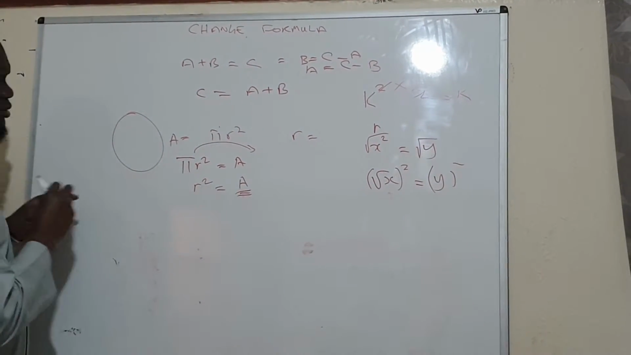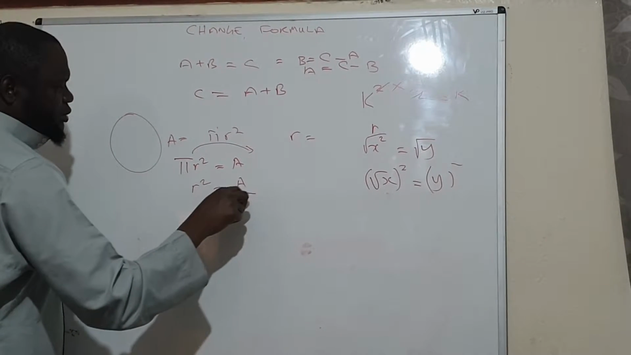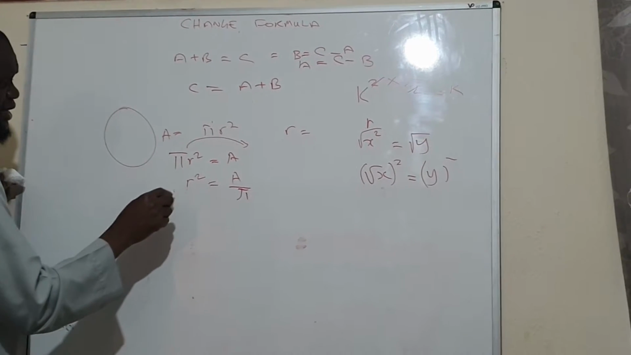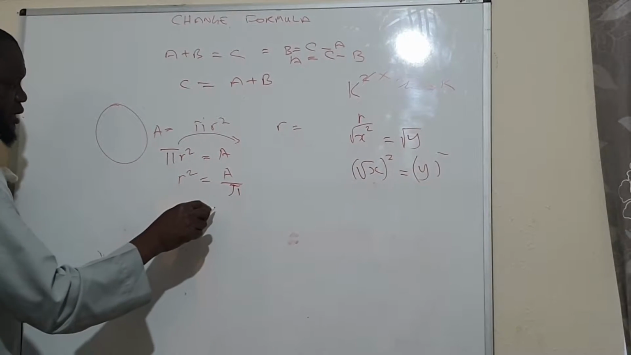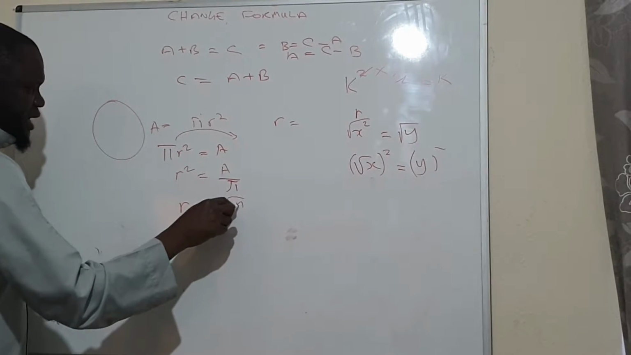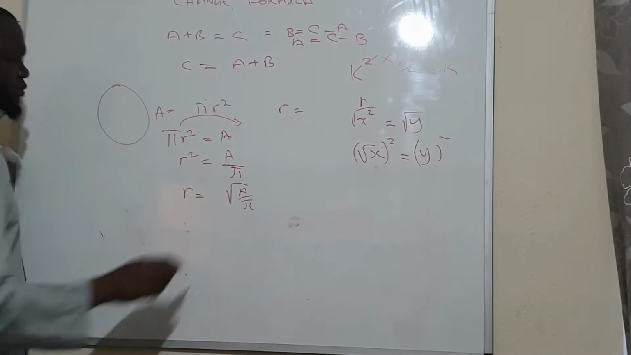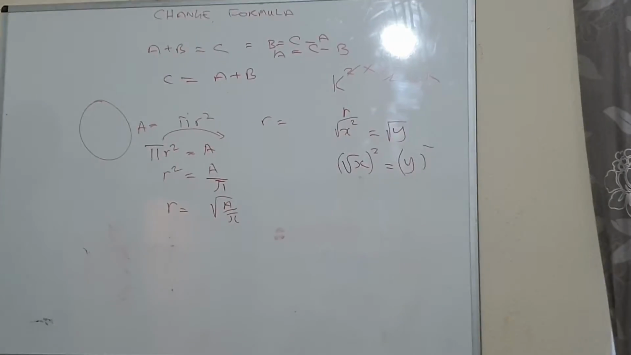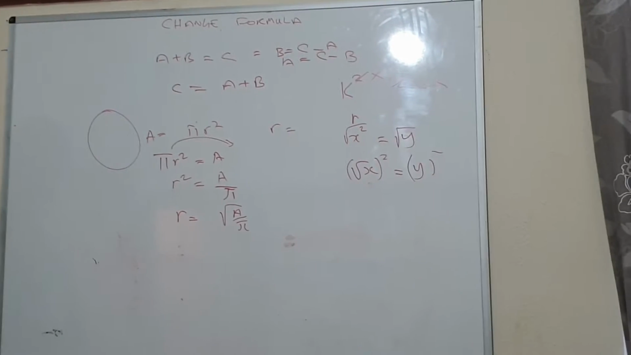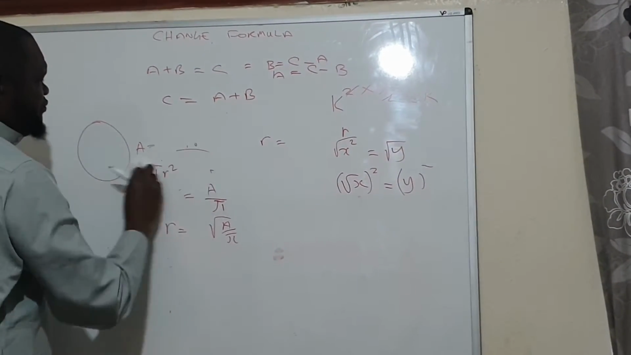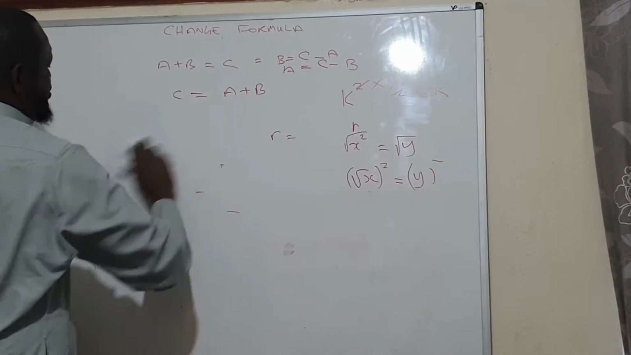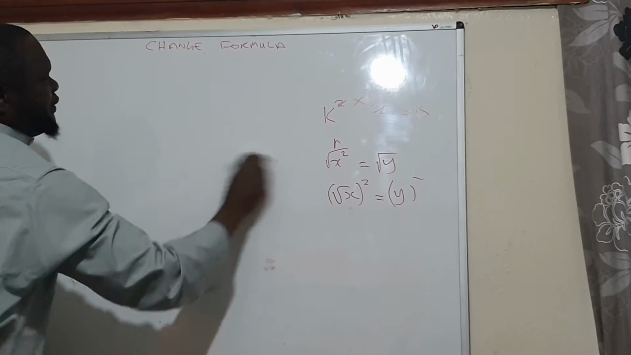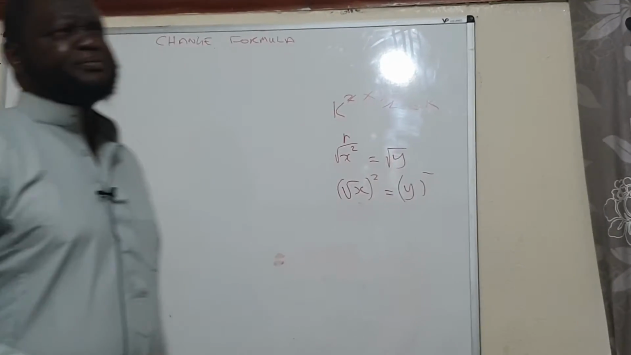Now here, in order to get r, we have to find the square root of that side. So r alone will be the square root of A over pi. This is what we call changing the formula. It's very simple. Sometimes you have to find the half of it, sometimes you have to find the square root of it, sometimes you need to factorize. That's a difficult area you guys didn't get, when you have to factorize one side.